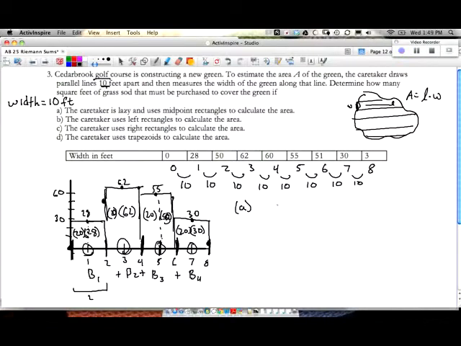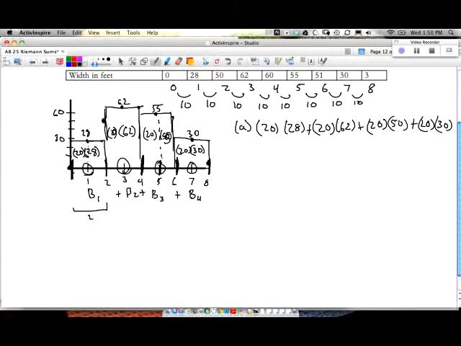So for part A, it means that we're going to have 20 times 28 plus 20 times 62 plus 20 times 50 plus 20 times 30. Okay, not too bad. All right, so now I'm going to do the same kind of work, but we're going to do it for left and right. And we'll do those on the same set of axes here for parts B and C.